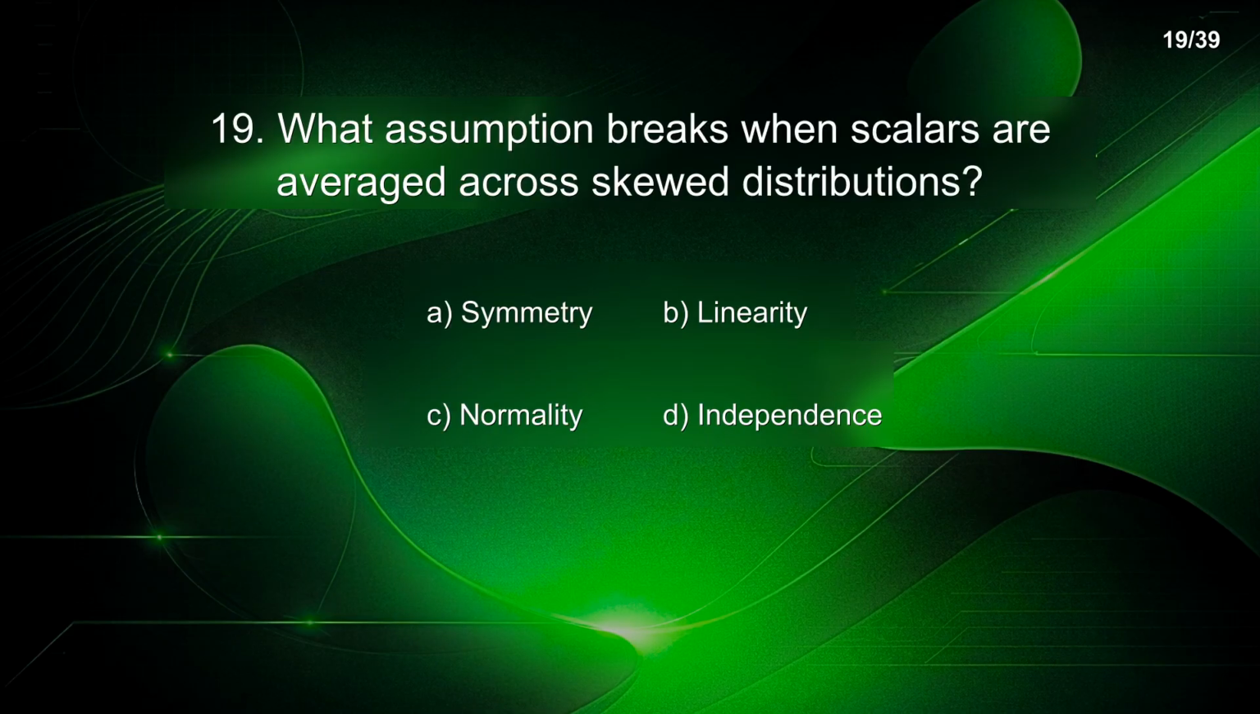19th question. What assumption breaks when scalars are averaged across skewed distributions? A. Symmetry. B. Linearity. C. Normality. D. Independence. Correct answer is C. Normality.